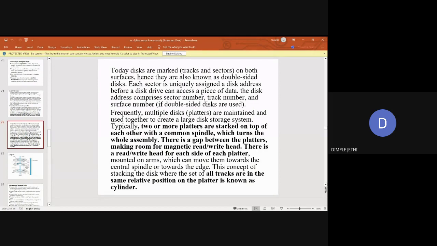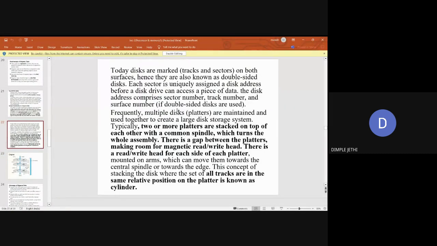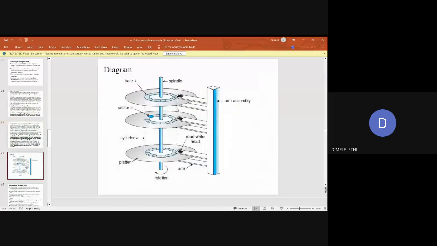Now multiple platters create one disk storage. These platters are stacked on top of each other with a common spindle, which I just showed you, on which they move. The spindle turns the whole assembly, the whole collection of the disk. And we keep a little gap between these platters, a minor, hairline gap, for the read and write head, which I am showing you.